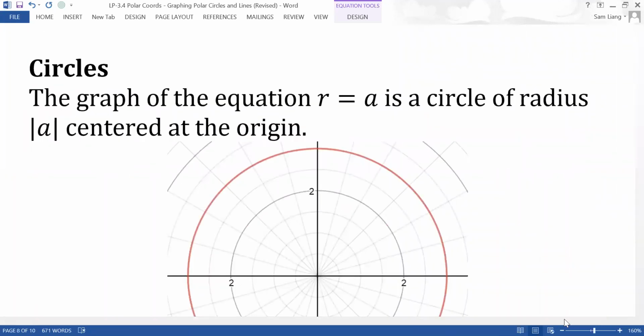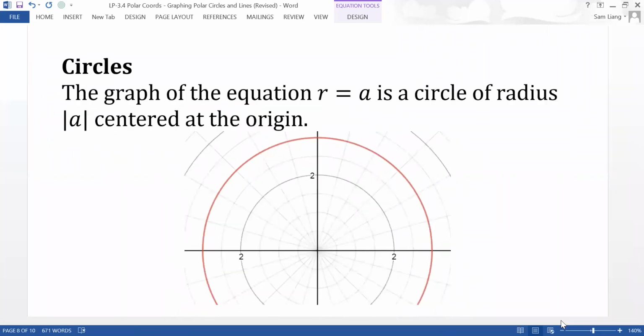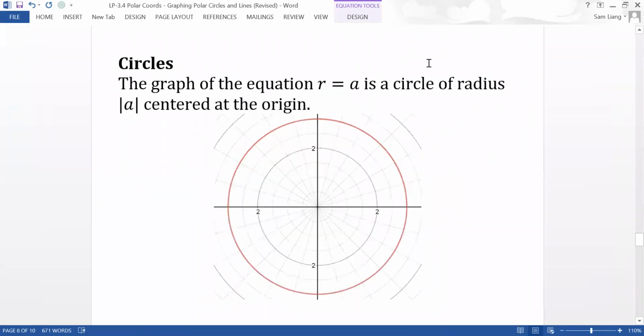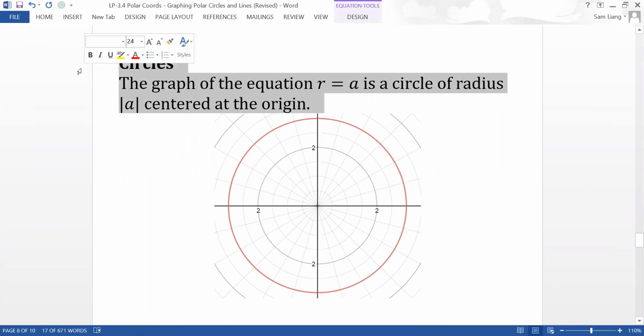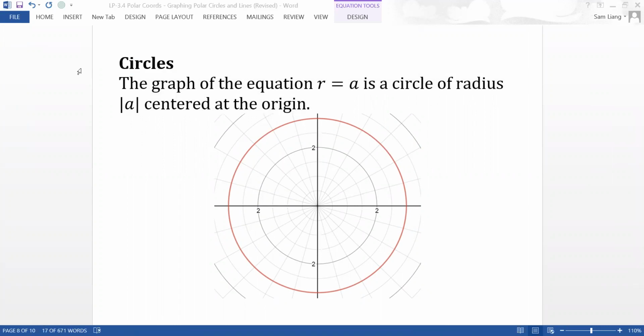All right, this is the next set of notes, just circles centered at the origin. We've seen this last week. Can someone read the slide here? The graph of the equation r equals a is a circle of radius a centered at the origin. All right, very nice. Thank you for that.